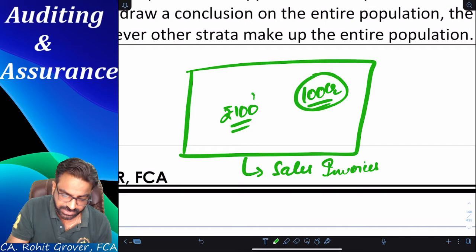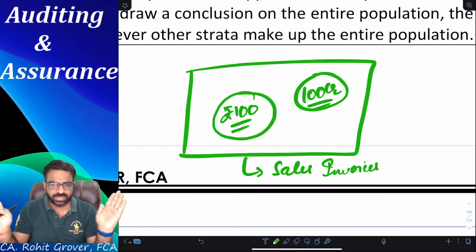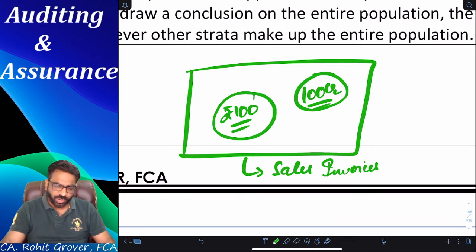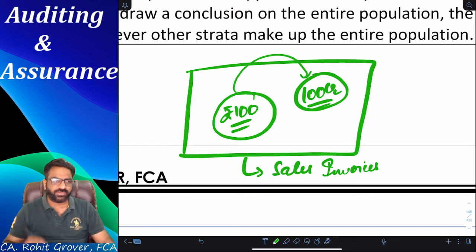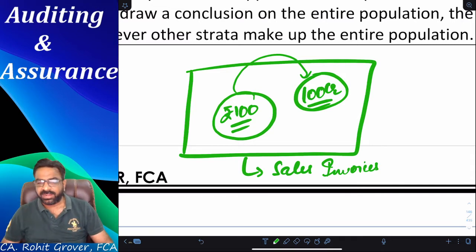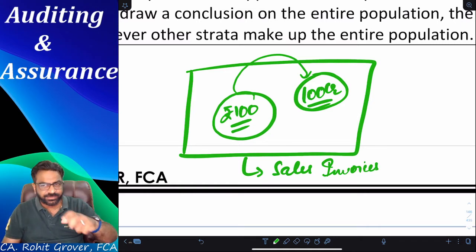Tell me everyone, is the range very small or very huge? What is the range of invoices? From 100 rupees to 100 crores worth of invoices. It means 100 rupee invoices are there and 100 crore invoices are also there. Some invoices are 500, 600, 700 and some invoices are running into crores and crores. So the range is very huge, everyone.